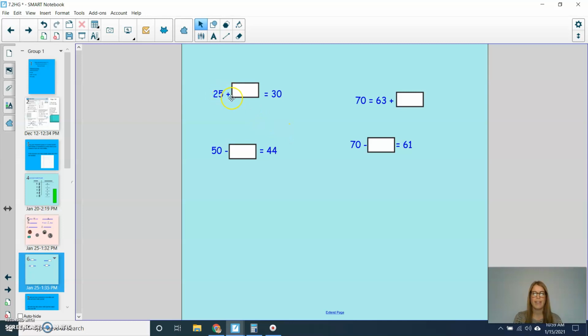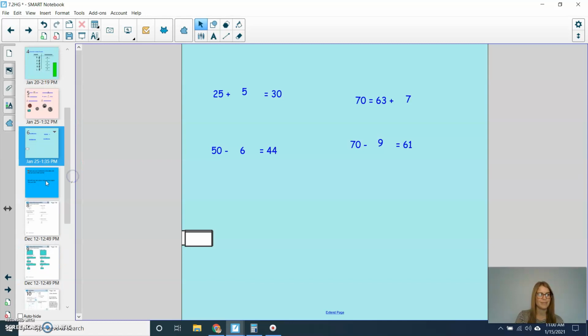If I'm at 25, how much more to get to 30? You should have said 5. Now, could you look at the remaining 3 problems and think about, so if I was at 50, how much would I have to subtract to get to 44? And then look at these 2 also. Press pause and play when you're ready to check. So I know that 50 minus 6 would get me to 44. If I'm thinking about 63, and if I added 7 more, I would get a total of 70. If I'm at 70 and I subtract 9, I would get to 61.